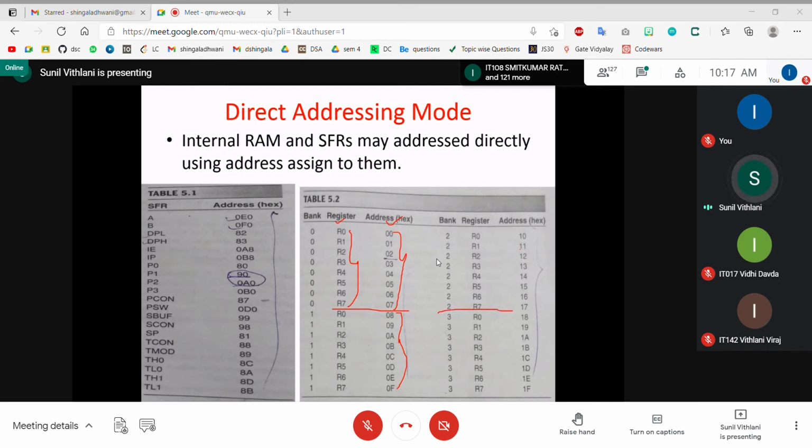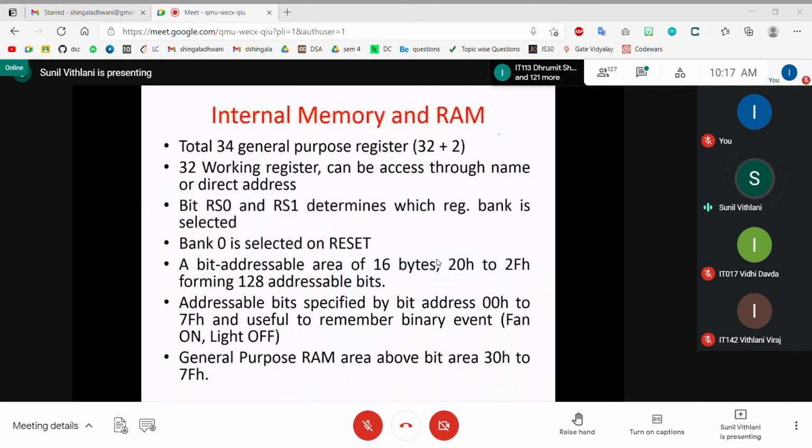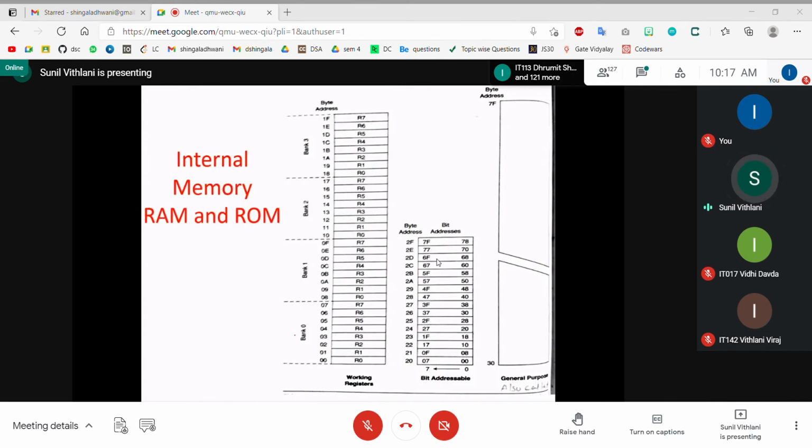Direct address use करेंगे. So these are the addresses that we already discussed. This is the starting address. ये जो RAM है, ये diagram हमने already discuss किया हुआ है that this is a RAM, and RAM starting addresses for bank 0, bank 1, bank 2, and bank 3. So 00 to 07, 08 to 0F, 10 to 17, 18 to 1F.